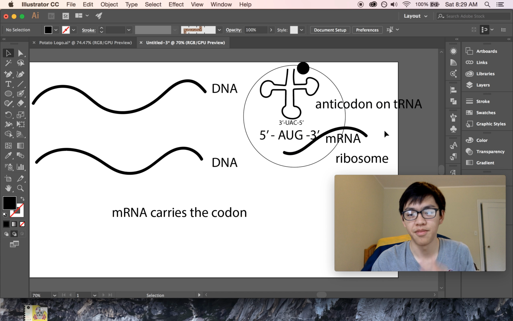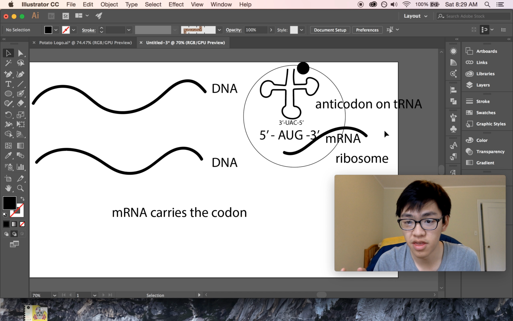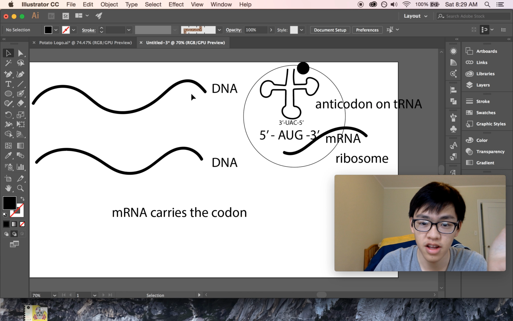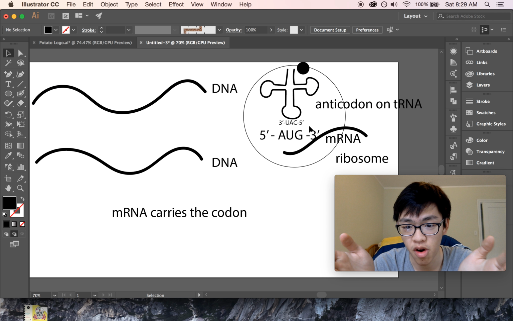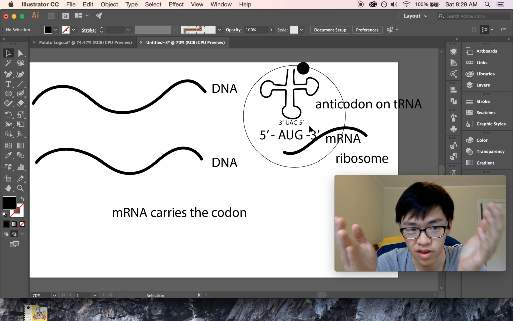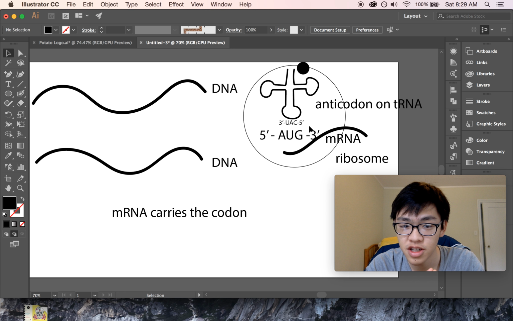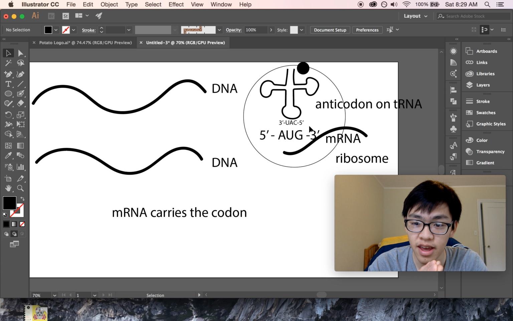Over to the side. So just to reiterate, anticodons are on the tRNA. The anticodon analog is on the DNA. And essentially, the codon is on the mRNA. The AUG is always on the mRNA. So if the biology question asks you, where do you see the AUG? You always write the AUG is on the mRNA.